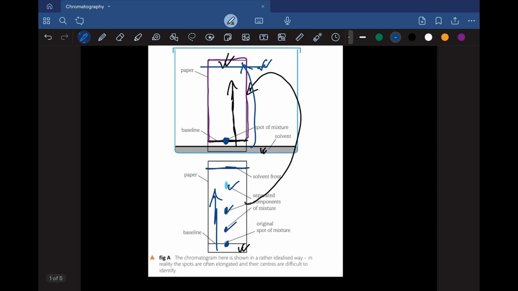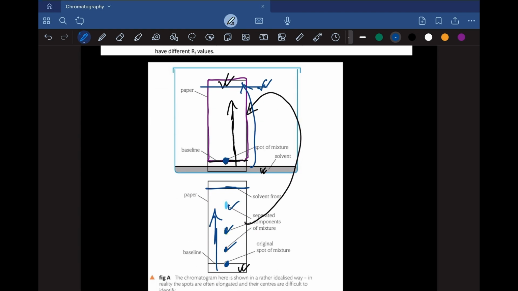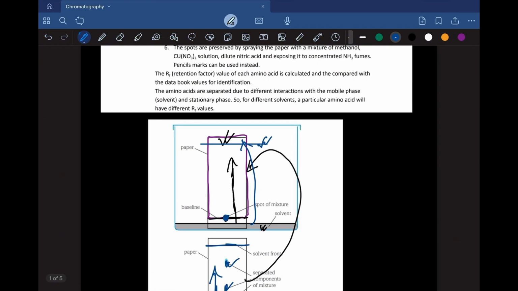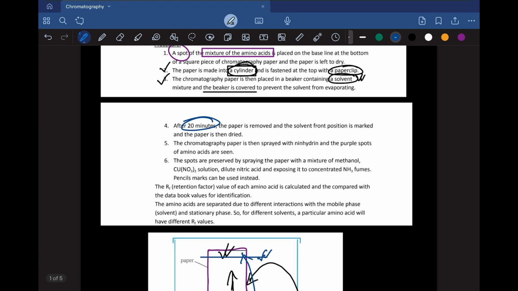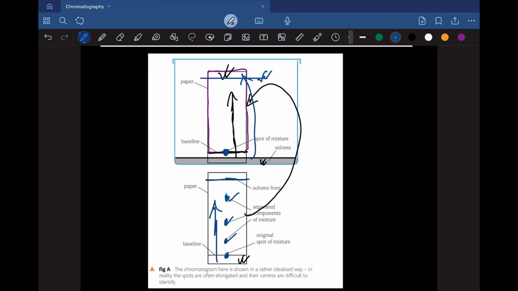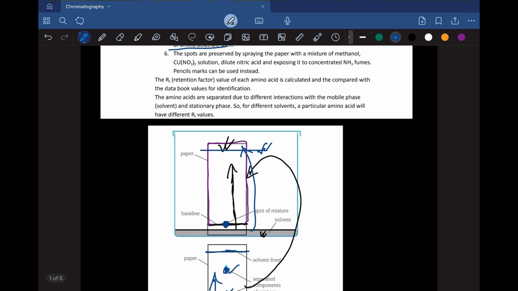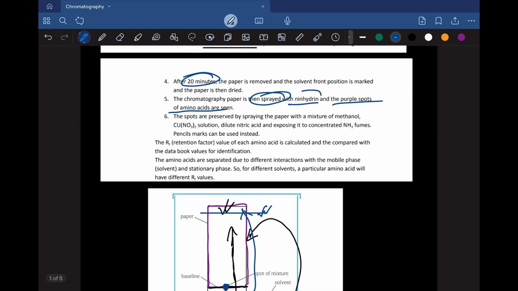This is the height they have reached, right? So we'll have to make them visible, or we'll have to make them permanent, right? So to make them permanent and to make them visible, we will be using some materials. The chromatography paper will then be sprayed with ninhydrin and purple spots, so that these amino acids are seen. To make these amino acids visible, we will use ninhydrin and purple spots.